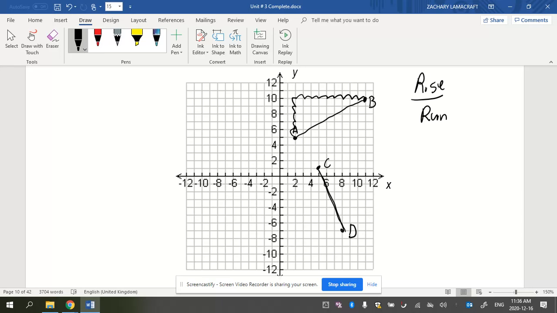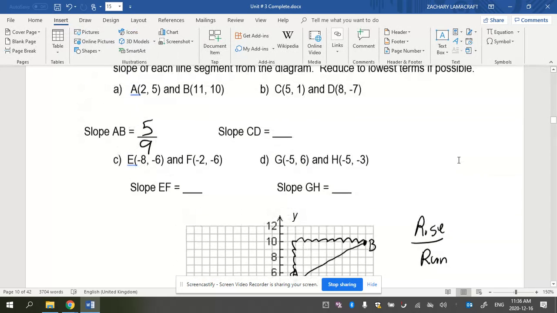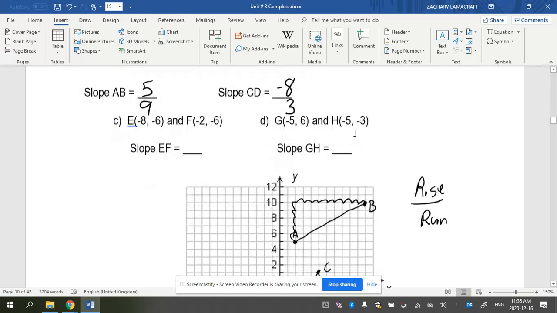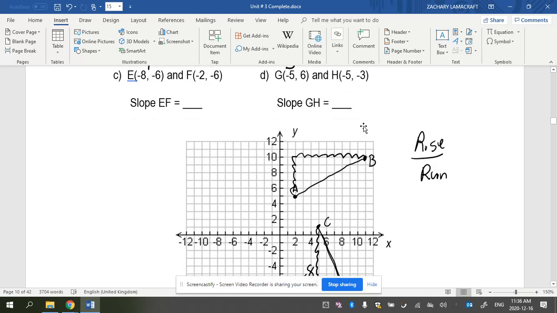we can then count. So if we're going from C to D, it's going down. So we've got 1, 2, 3, 4, 5, 6, 7, 8. So -8. And then it's going to the right. So positive numbers 1, 2, and 3. So therefore, it would be -8 over 3. And in this case, we can't reduce those numbers. So once again, it's -8 over 3.